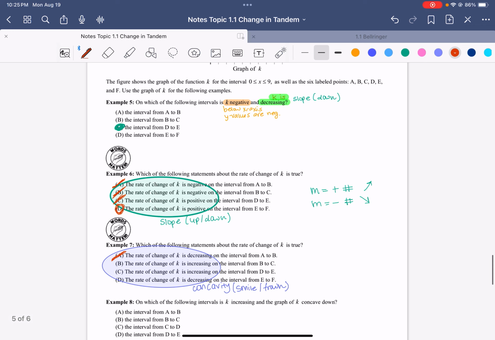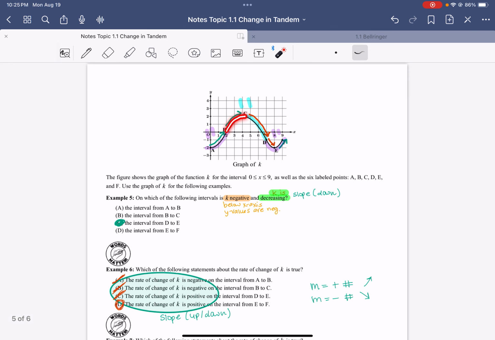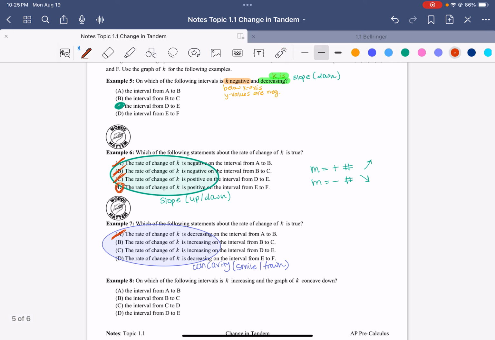Next, it says the interval from B to C would be rate of change is increasing. Increasing would mean smiley face. So let's see if that's true. Well, B to C is part of our frowny face. So that's incorrect as well. So B is eliminated.